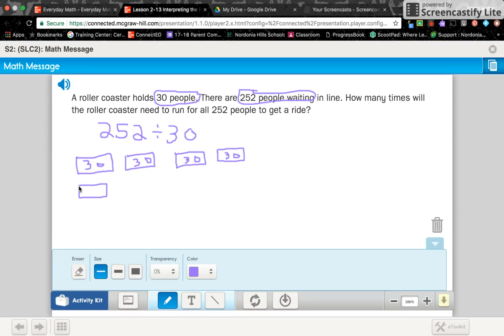So let's see, we have another 30 people. So far 150 have gone on the roller coaster. If we have another 30 people, that would be 180. Another 30 people, that's going to be 210. And then another 30 people is going to be 240 people. But remember, I have 252 people. So if this is 240, that means I still have 12 people waiting online, ready to get on the ride. So this is a mathematical model for this division number story.